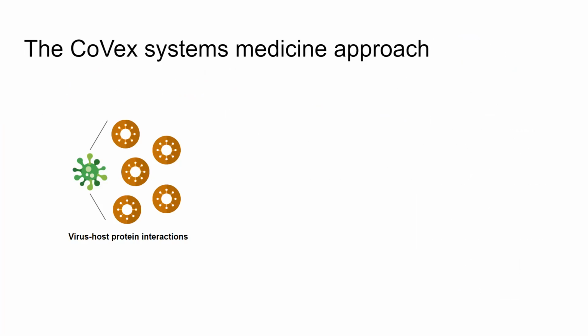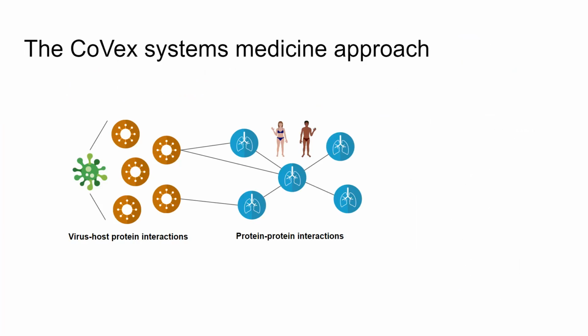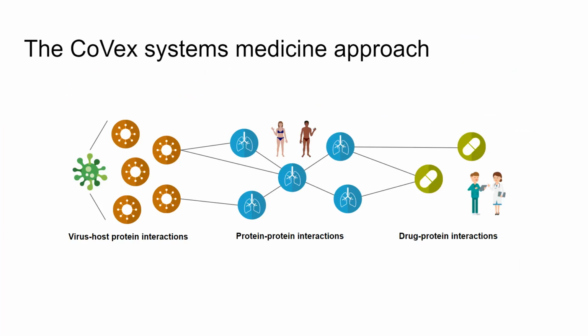We use experimentally found interactions between the SARS virus and human host proteins in combination with known protein-protein interaction networks and information about proteins that are targeted by drugs. All this information can be combined and integrated with the algorithms incorporated in CoVex to find new targets and drugs which may help to prevent and treat the disease.